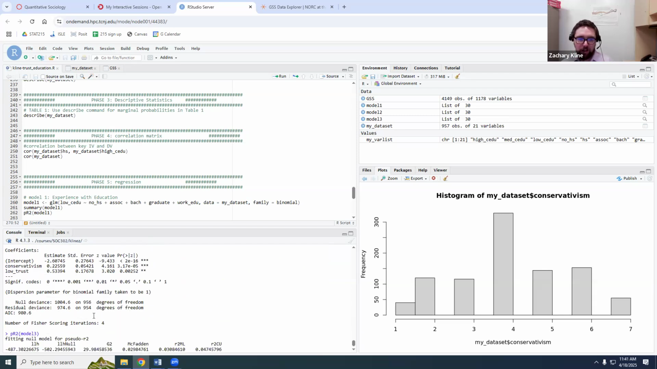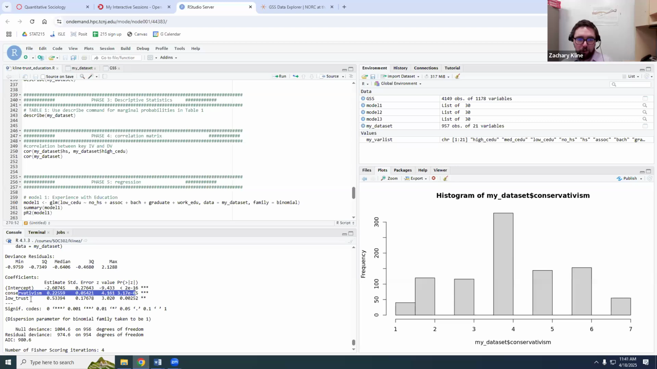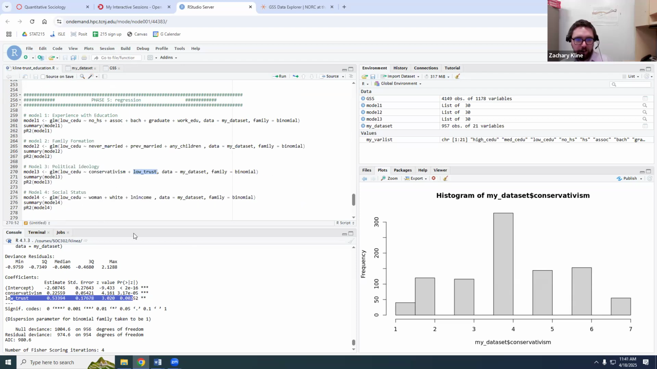In other words, both conservatism and low trust have an independent effect on confidence in education, which is interesting. So another big thing about this is that regardless of how conservative or liberal someone is, people with low trust in education are more likely to have low confidence in education. So even for someone who is liberal or for someone who is conservative, low trust is still going to have a positive effect on low confidence in education.